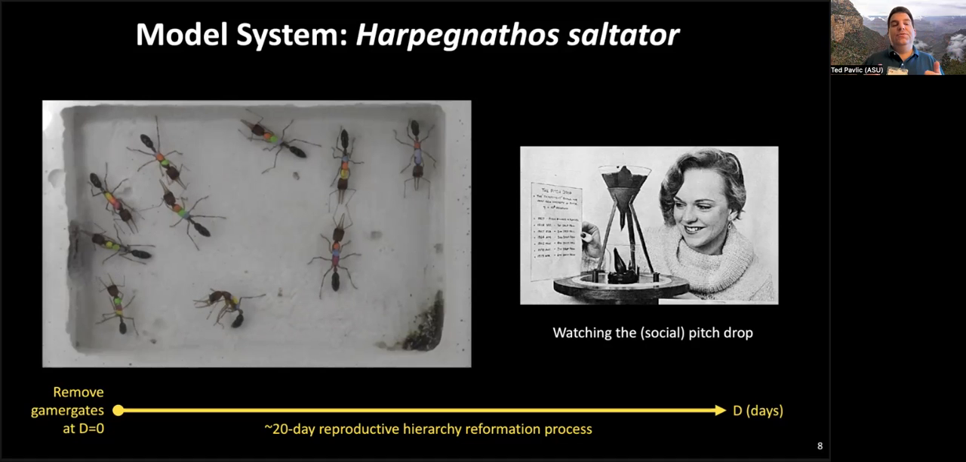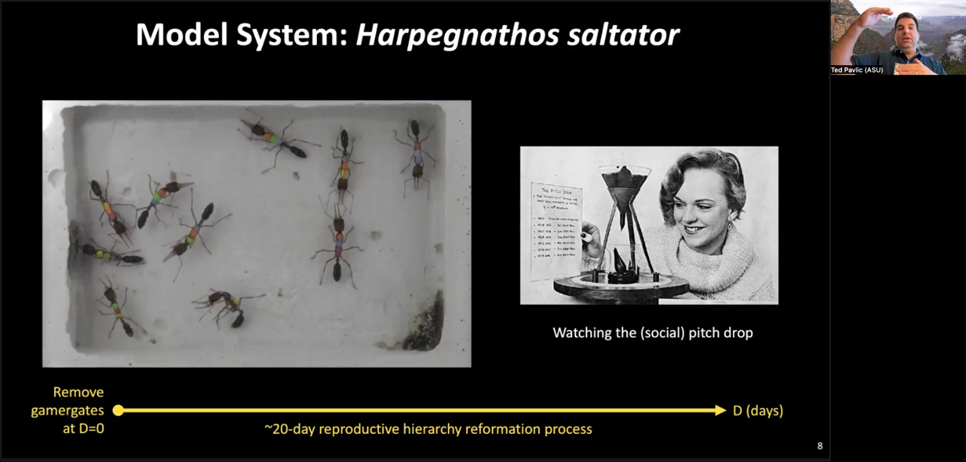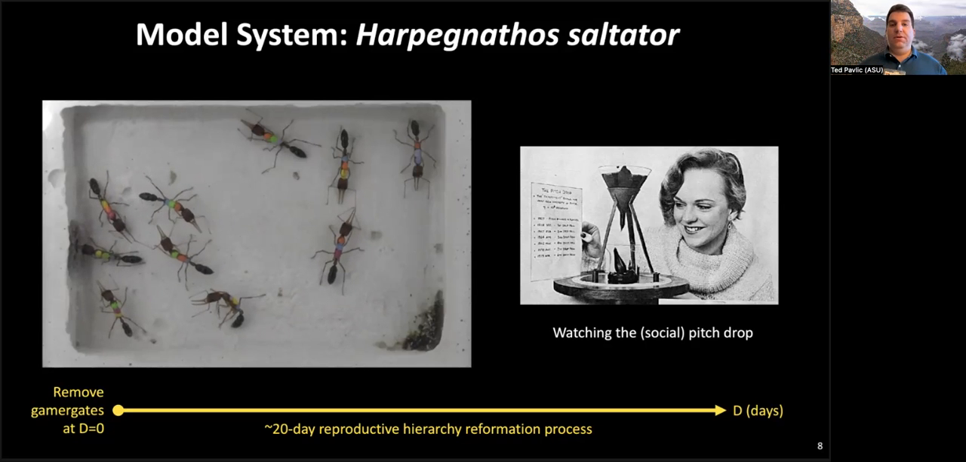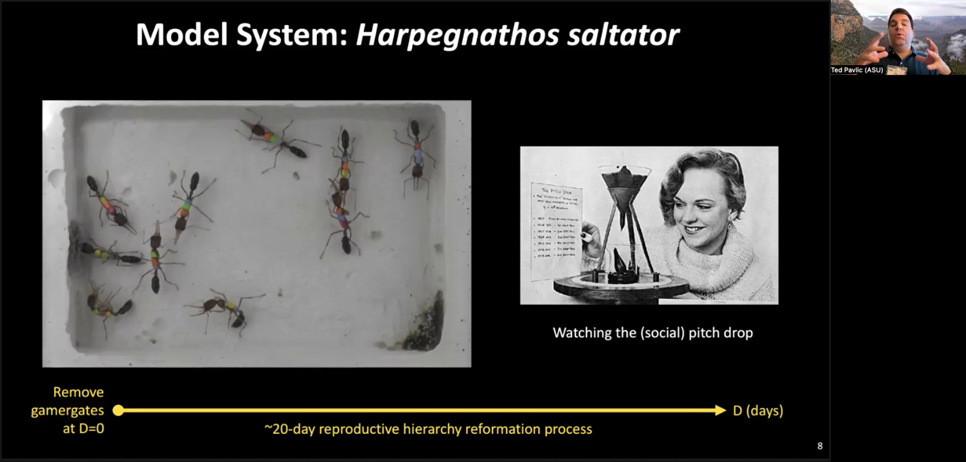In this case, you've got ants that can go through a social transition, like going from being quiescent to being alarmed, but they can go through it over a very long period. You can remove their reproductives at a particular time. It will take them about 20 days to form a new reproductive hierarchy. It's clear when the hierarchy is formed, and it's clear when you remove the reproductives that the hierarchy was lost. It is not quite so clear what process goes on in order to reform that hierarchy.